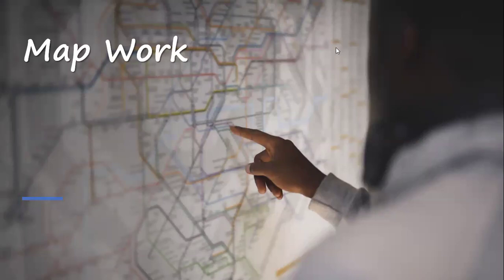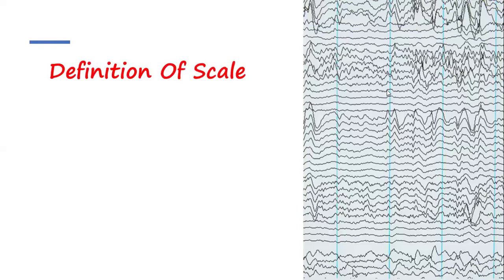Our chapter is map work. We're still discussing the map. In our previous video, we saw the concept of the map. We discussed the various essentials of a good map. Today let's discuss one of those essentials, that is the scale. We'll be talking about the map scale. Now let's dive into it.